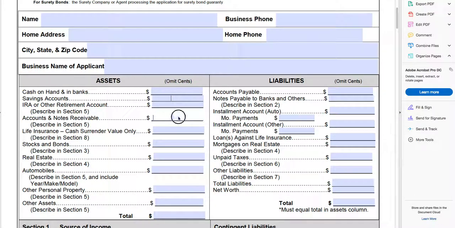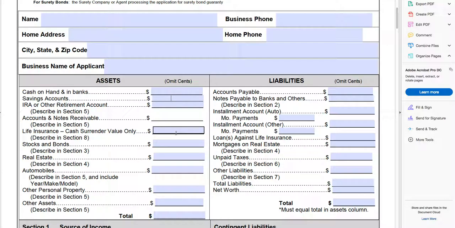The next thing that needs to be filled out is the accounts and notes receivable. This is essentially any personal loan that you've made out to people, made out to family members that is not your spouse, right? Or you've lent money to a business would be here. I think for most people this would definitely be zero.